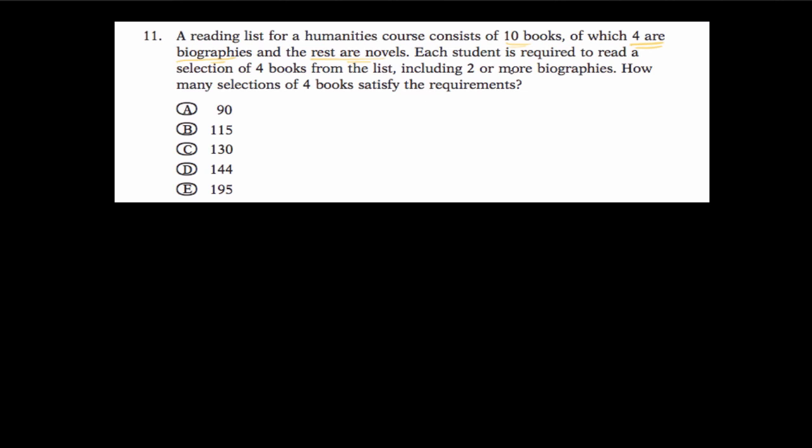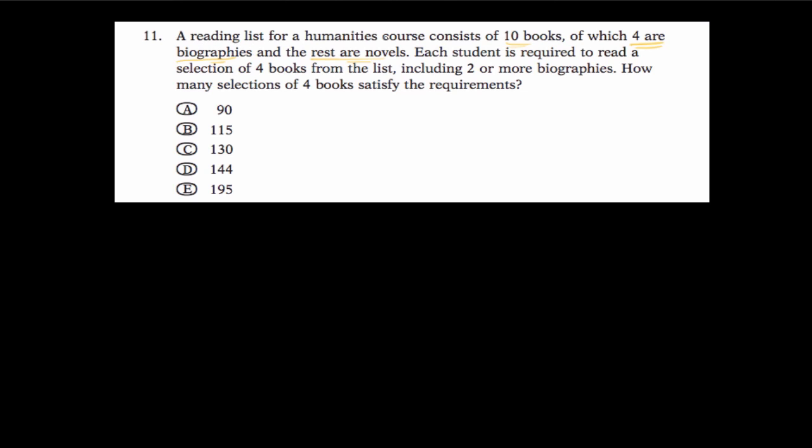Now each student is required to read a selection of 4 books from the list, including 2 or more biographies. How many selections of 4 books satisfy the requirement? Now this is a combination problem, and the very best way to handle a question like this is to begin to interpret each of the statements. That is, you're providing a mathematical description of each statement as you read. So let's see how the whole thing goes.